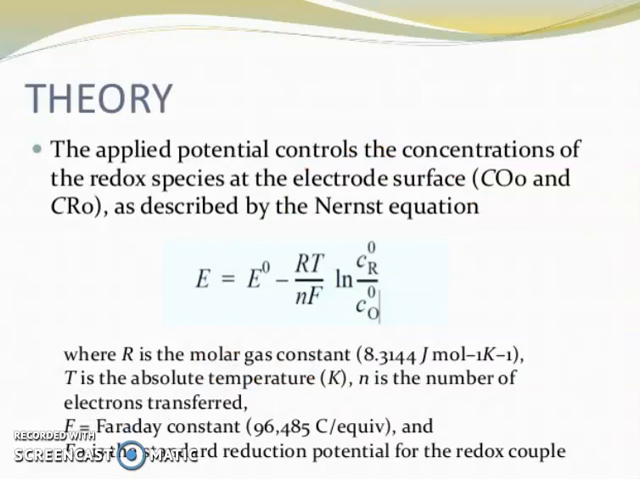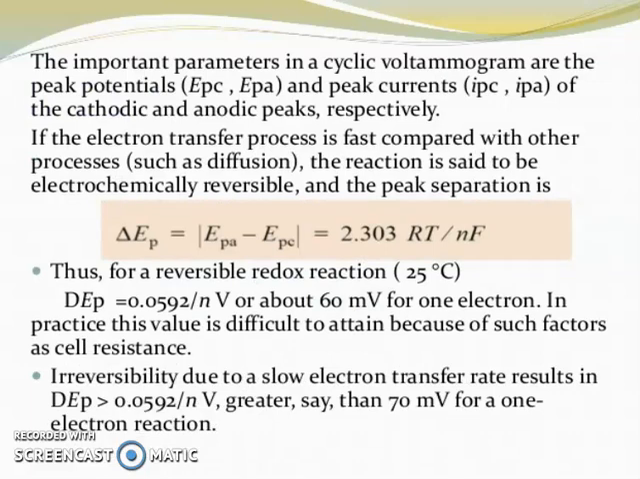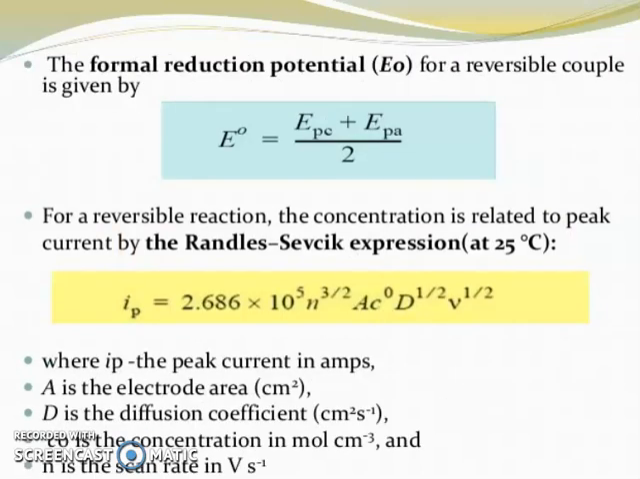So what is the theory behind it? The applied potential controls the concentration of redox species at the electrode surface as described by the Nernst equation. So here is the meaning: E is equal to E naught minus RT by nF log of oxidation over reduction. ΔEp is equal to EPA minus EPC, equal to 0.0592 by n volts, or 2.303 RT by nF. The formal reduction potential E naught for a reversible couple is given by E naught equals EPC plus EPA divided by 2.